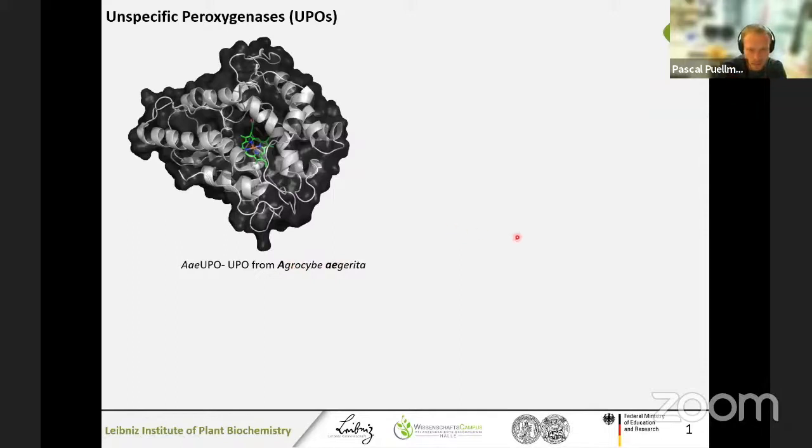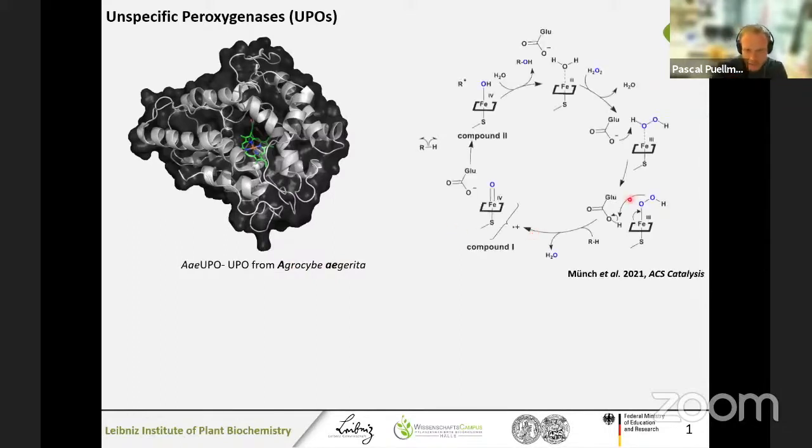And chemically, the mechanism is similar to the peroxide shunt pathway you also find in P450 enzymes. So hydrogen peroxide is activated by a catalytic glutamate residue, and you form this active compound 1, which then is a very strong oxidant and capable of cleaving this hydrogen from a substrate. You end up with compound 2, and the substrate radical can rebound, releasing the hydroxylated product.